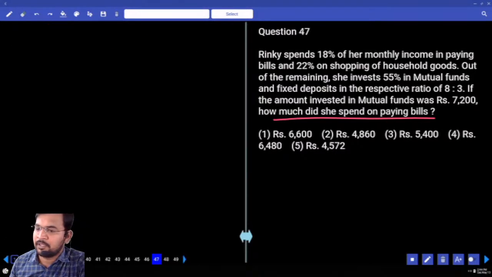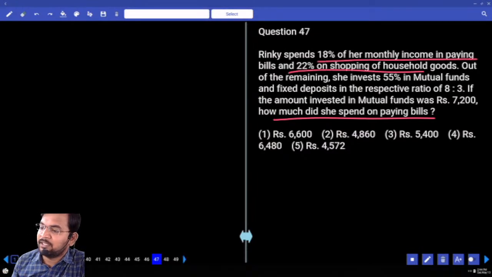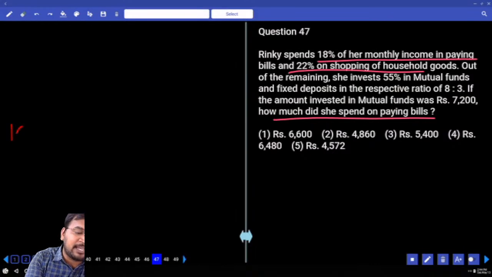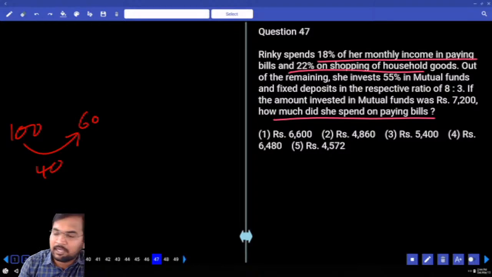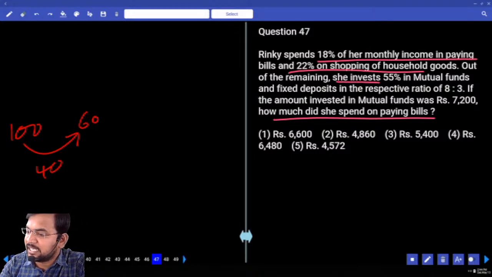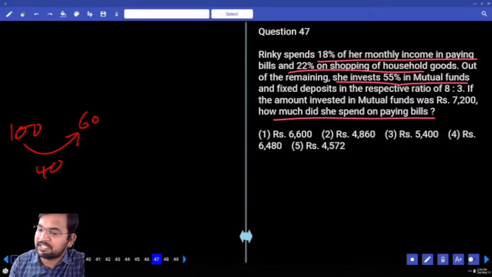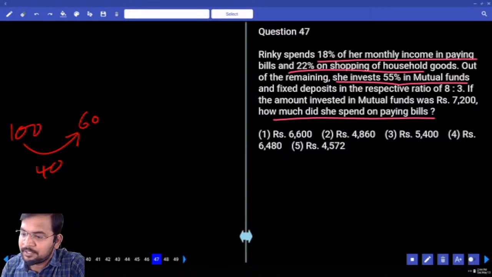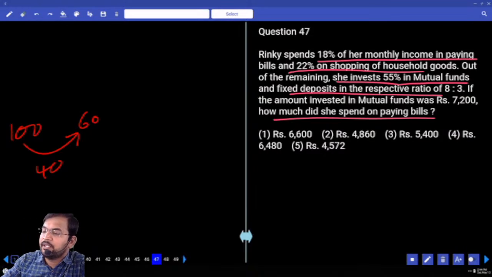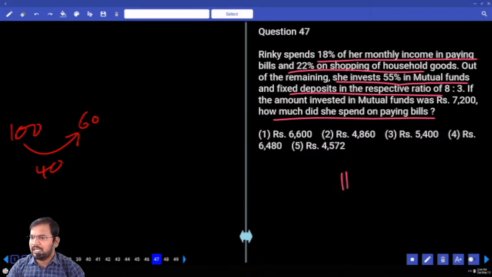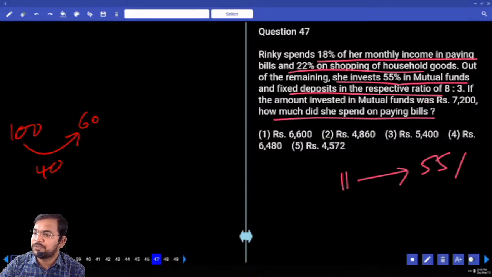Now, 18% of monthly income on paying bills, 22% on household, together is 40%. The remaining is 60%, out of which she invests 55% in mutual funds and fixed deposits in the ratio 8:3. 8:3 means a total of how many parts? 11 parts. 11 parts is nothing but 55%. Then mutual funds are how many parts?